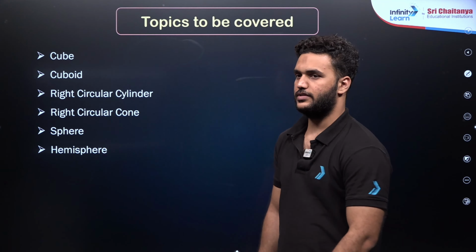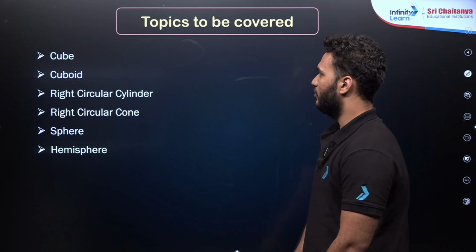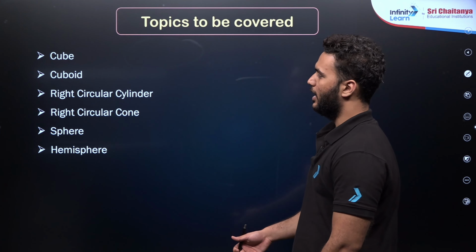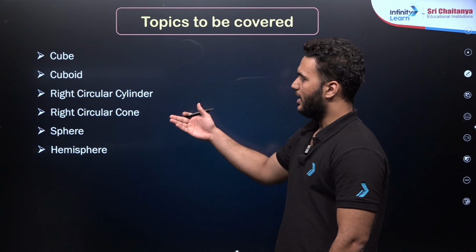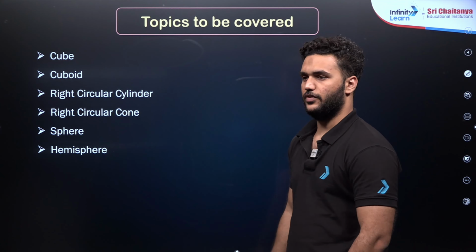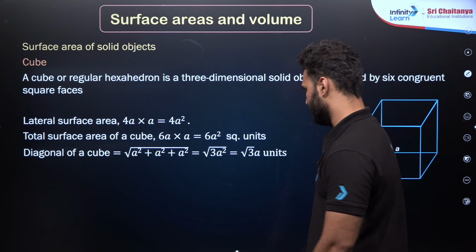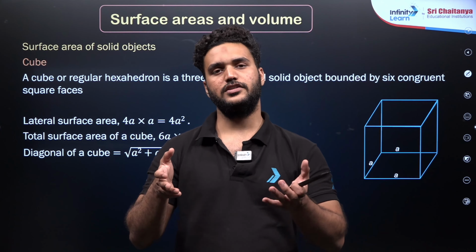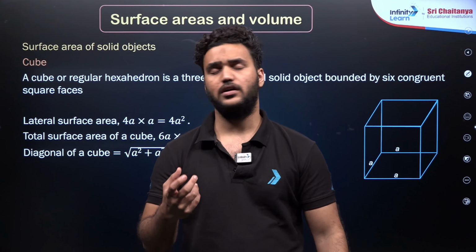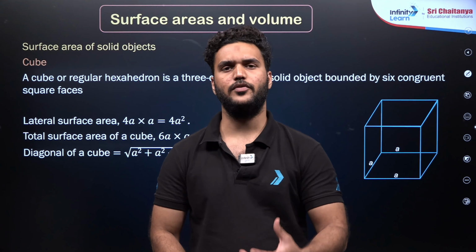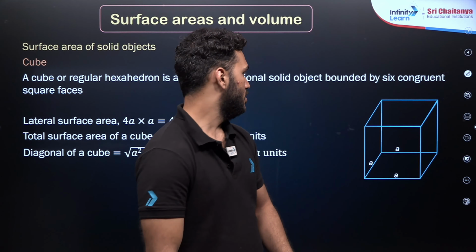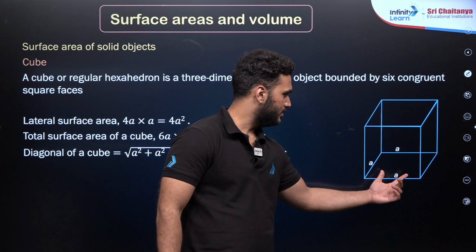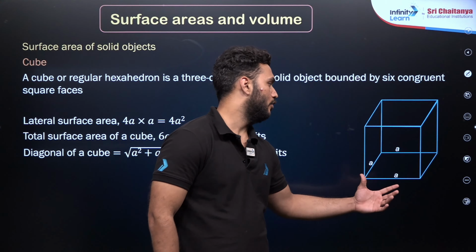Now let's go for the next. Today we are going to cover cube, cuboid, right circular cylinder, right circular cone, sphere and hemisphere. Let's start with the cube. What is a cube? Take one square, another square, and try to make a closed figure with the help of squares. You will end up making this kind of figure, known as a cube.